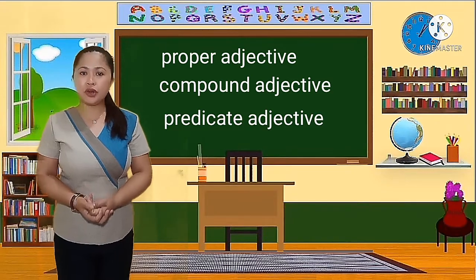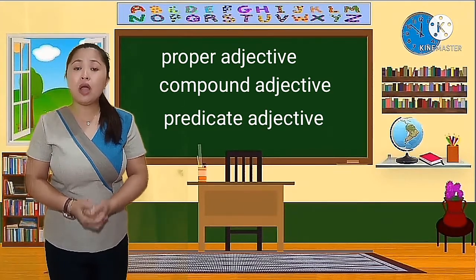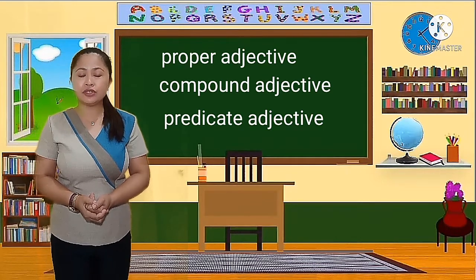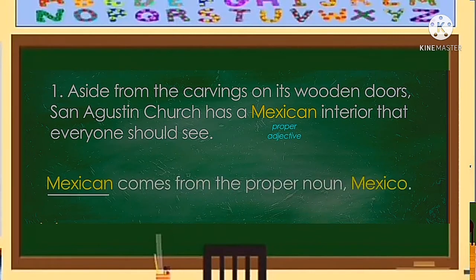Let's now go to our next activity. Let's see if you can figure out what adjectives are used in the different sentences. Number 1. From the carvings on its wooden doors, San Agustin Church has a Mexican interior that everyone should see. What type of adjective is Mexican? Correct. Mexican is a proper adjective. Mexican comes from a proper noun, Mexico.